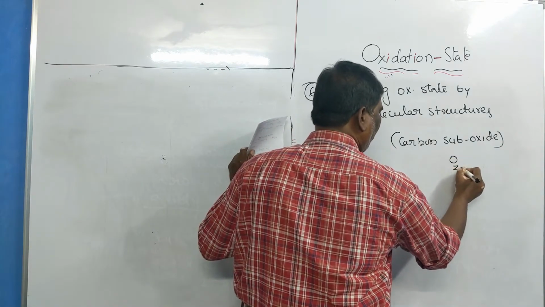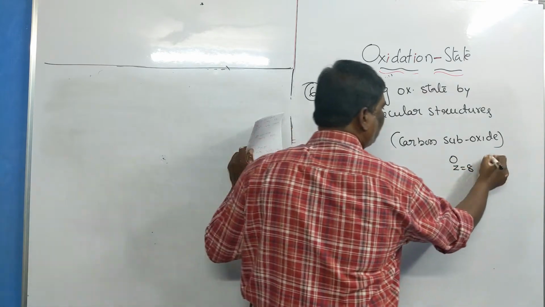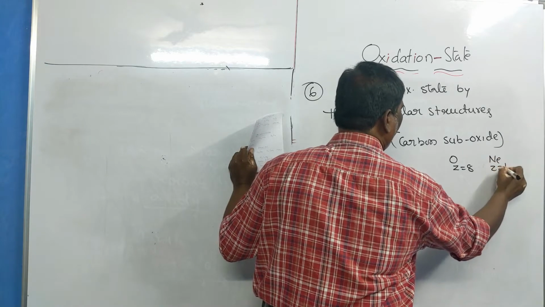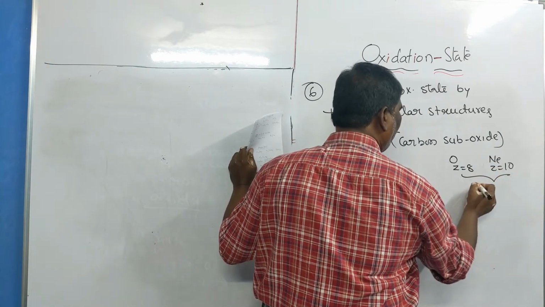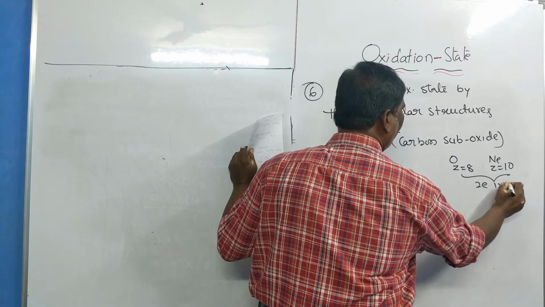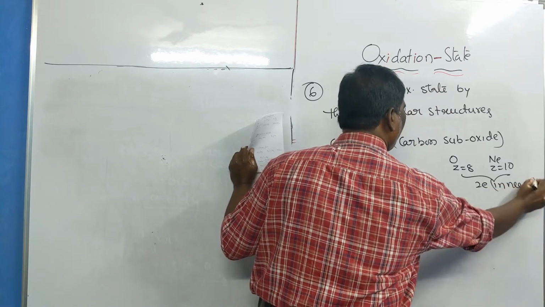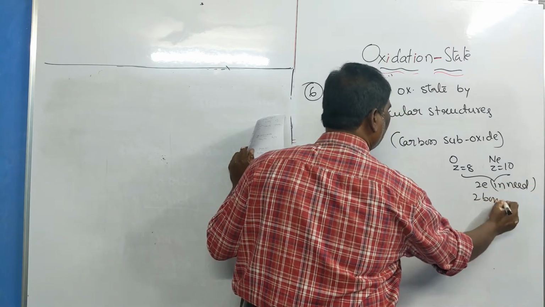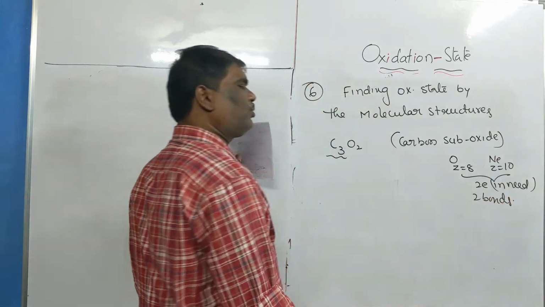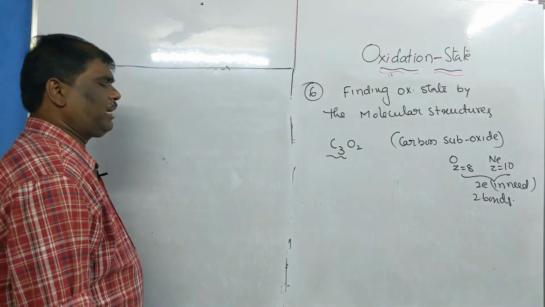Oxygen's atomic number is 8. The nearest inert gas is neon, 10. So it is in need of 2 electrons. So oxygen makes 2 bonds. The oxygen can make 2 bonds for the molecule.